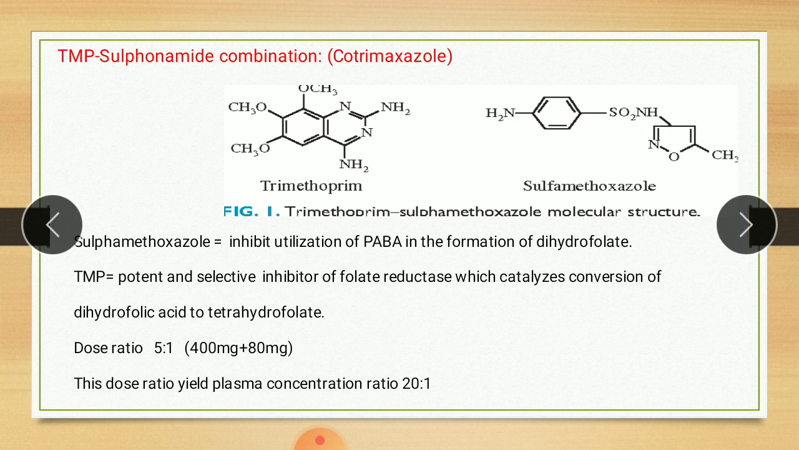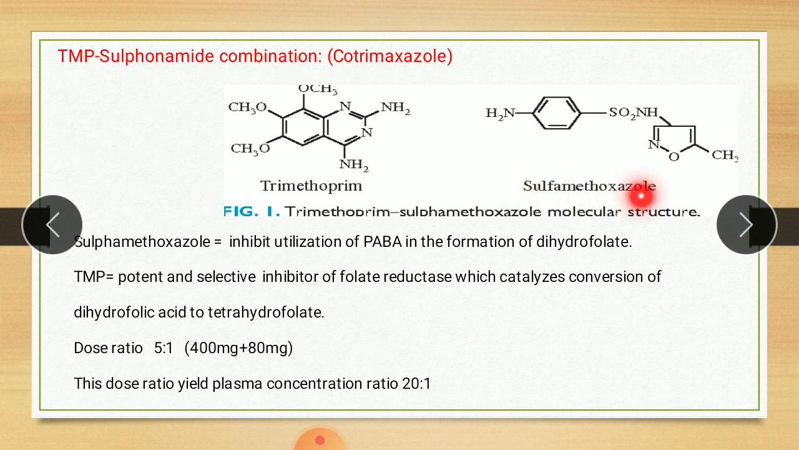Originally, trimethoprim was introduced as an anti-malarial agent. So this drug trimethoprim was originally an anti-malarial drug, but it also shows significant bacteriostatic activity. Trimethoprim is effective against most gram-positive and gram-negative organisms.